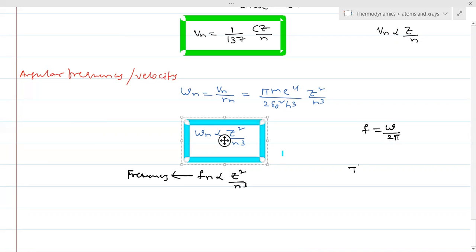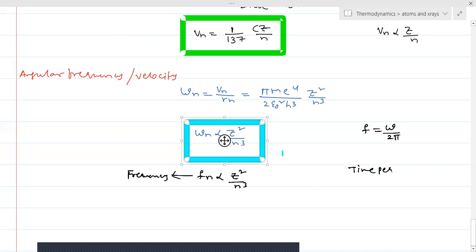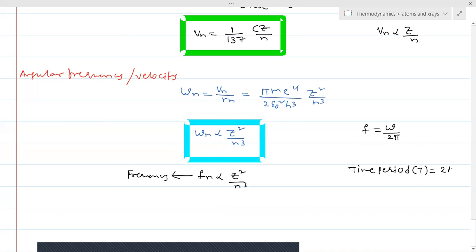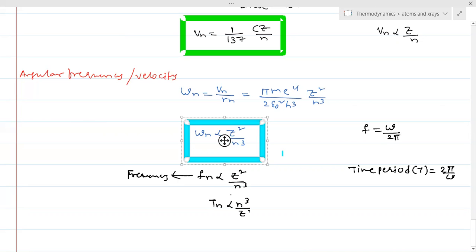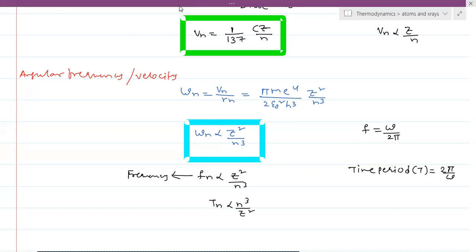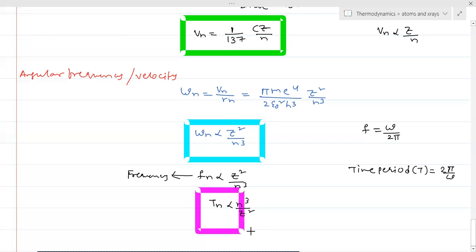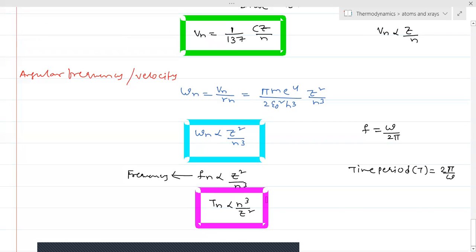When we think of time period T, time period T equal to 2 pi by omega, that is the inverse. Therefore, time period Tn is proportional to n cube by z square. This is very, very important. We have theory questions on the basis of this equation, so remembering Tn is important. Tn is proportional to n cube by z square.